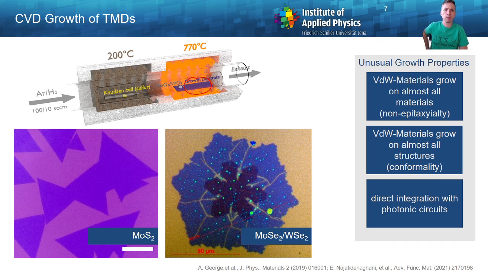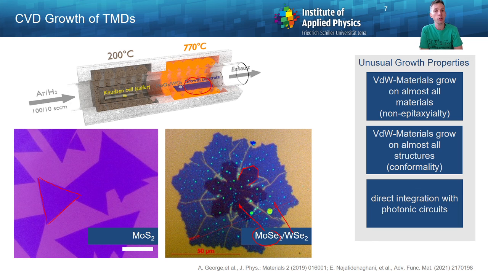What you can see at the bottom here are two pictures from a collaborator who grows these 2D materials for us. On the left-hand side are monolayer crystals of MoS2. The size is about 50 nanometers, and on the right-hand side you can see a so-called heterostructure, that's basically a single monolayer crystal where you have molybdenum selenide in the center and tungsten selenide at the edge, and the connection between the two is basically epitaxially solid.